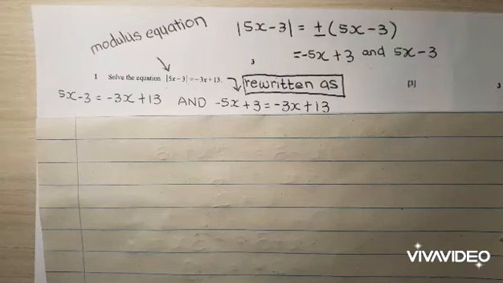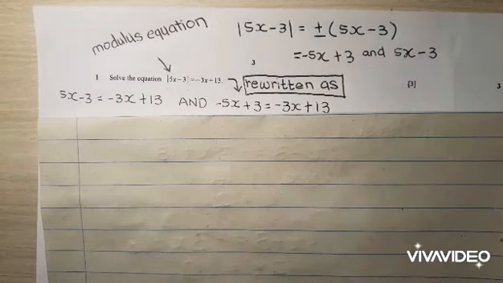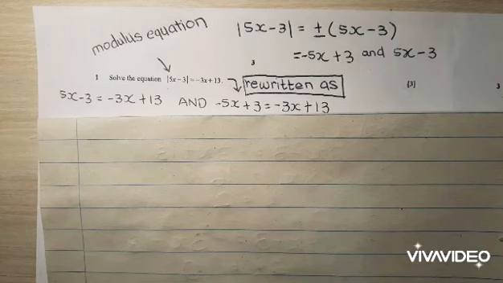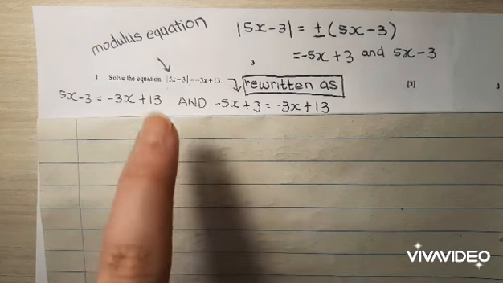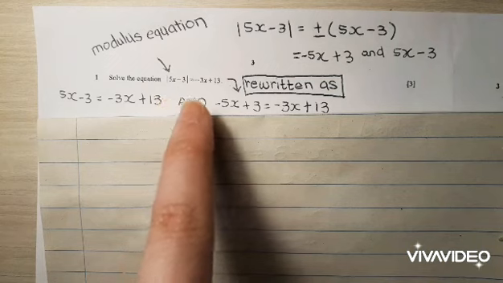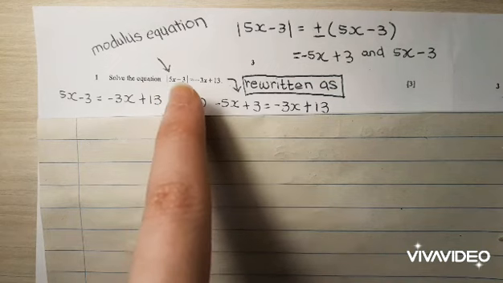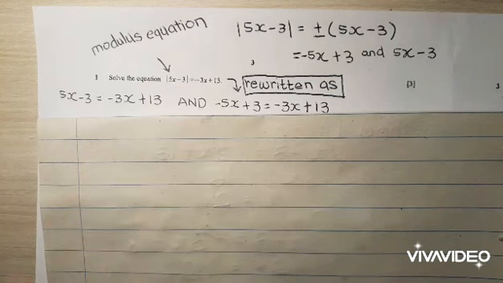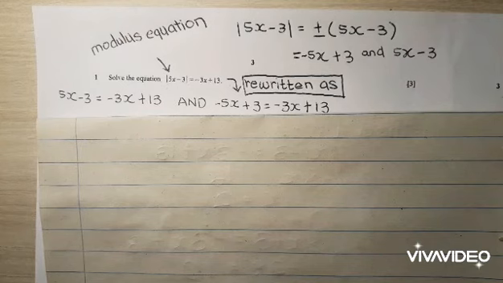This is our first question. Solve the equation modulus 5x minus 3 equals negative 3x plus 13. The modulus sign here, the two straight lines at the beginning and at the end of the expression 5x minus 3, tells you this is a modulus equation.